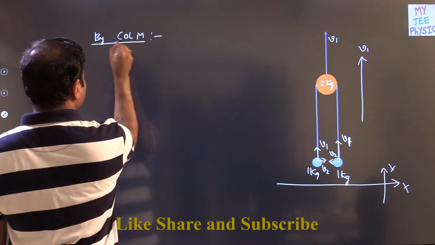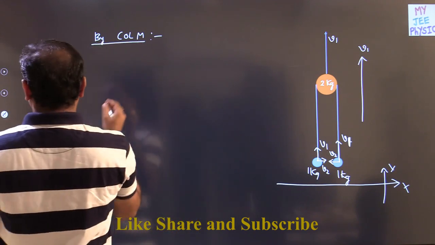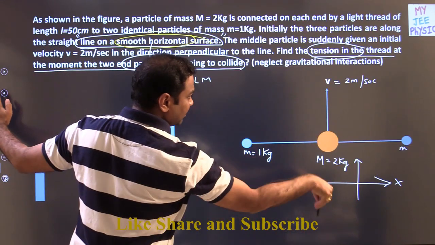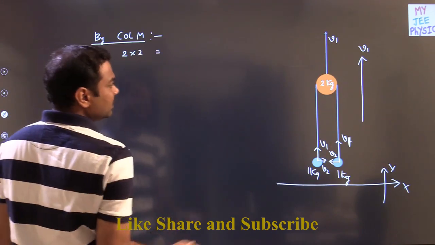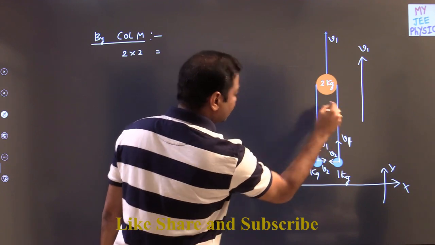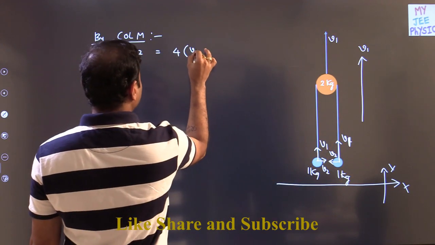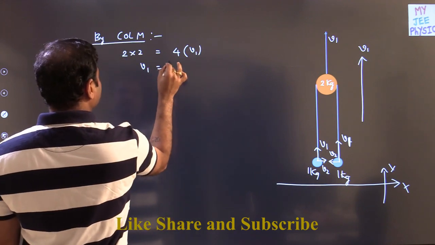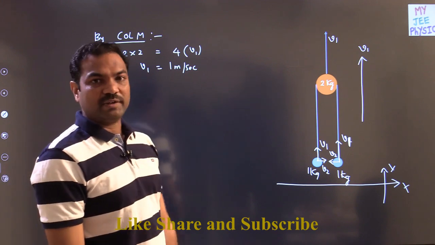See, I used to write down like this, conservation of linear momentum. Okay, so then I can write down initially along the y momentum is 2 into 2, that should be equal to, now total mass is 4. Okay, and what is the velocity along the y? Entire system is having the v1. So what is the v1 value I can write down? V1 I can write down 1 meter per second. This is the velocity, I got the v1 value.